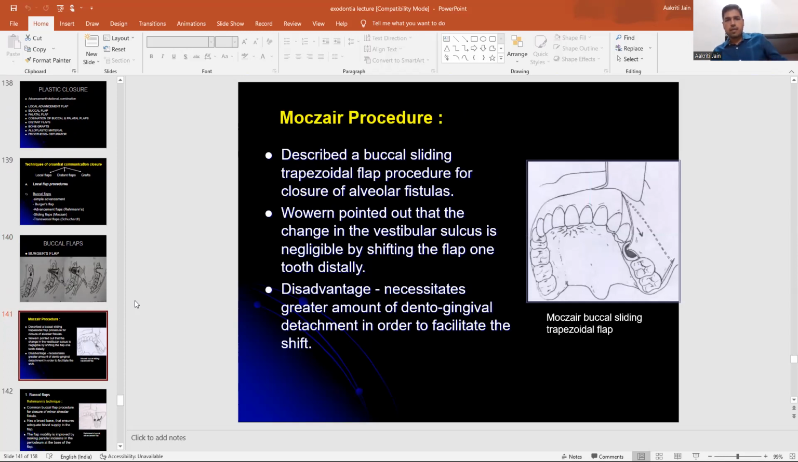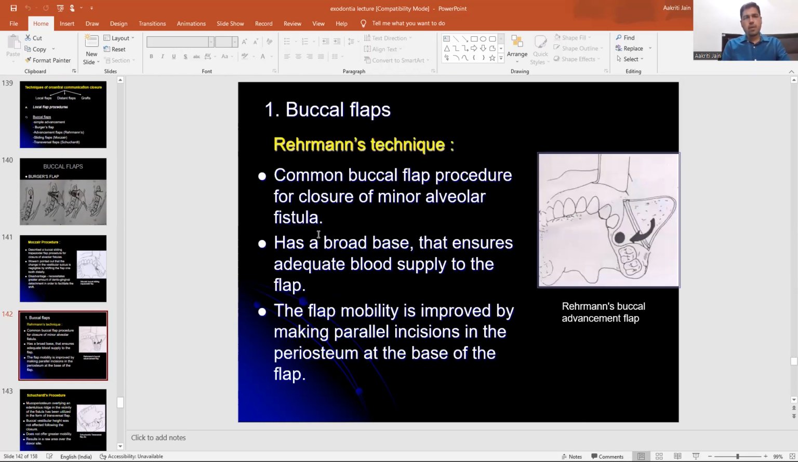This is another flap. It is described as the buccal sliding trapezoidal flap procedure for closure of the alveolar fistula. This is the trapezoidal flap reflection. Wu pointed out that the change in the vestibular sulcus is negligible by shifting the flap one tooth distally. The disadvantage is that it necessitates a greater amount of dentogingival detachment in order to facilitate the shift.